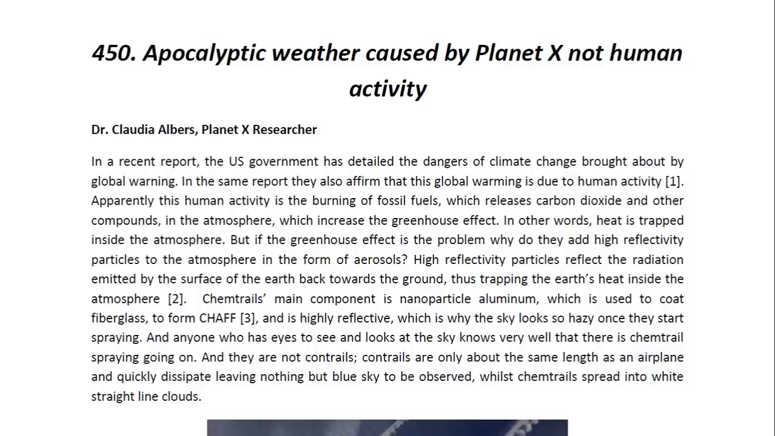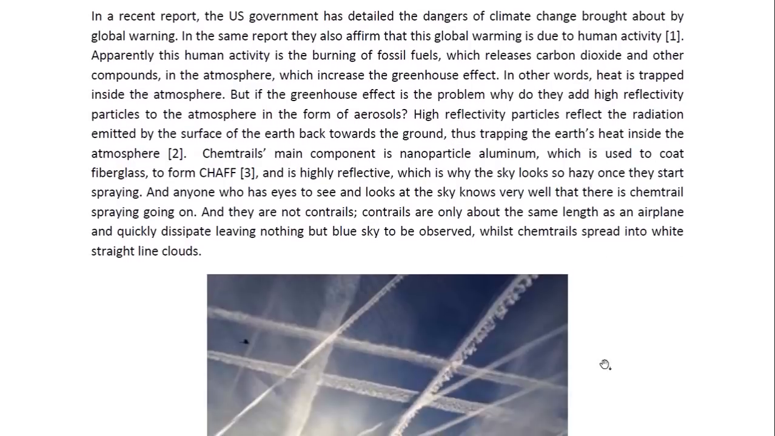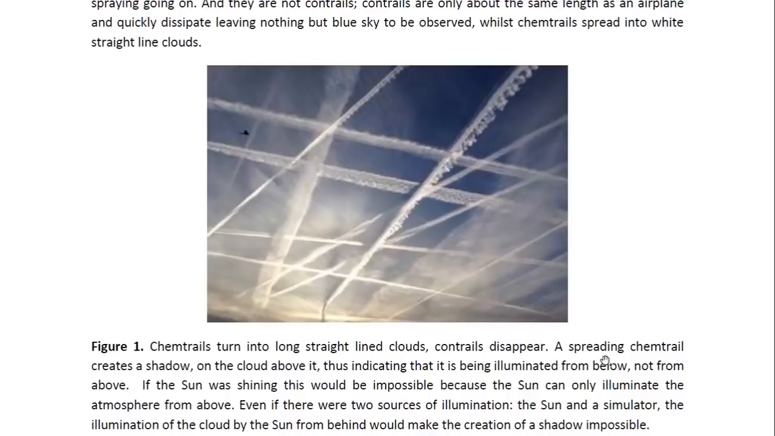And anyone who has eyes to see and looks at the sky knows very well that there is chemtrail spraying going on. And they are not contrails. Contrails are only about the same length as an airplane and quickly dissipate, leaving nothing but blue sky to be observed, whilst chemtrails spread into white straight line clouds. And here we see some of them. Chemtrails turn into long straight line clouds.